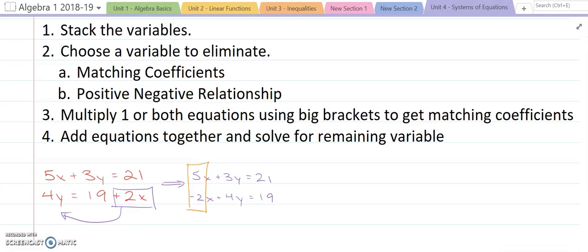Step 3 said, multiply one or both equations using the big brackets to gain matching coefficients. Since 2 doesn't go into 5, I'm going to have to multiply both of them. When I multiply the top one, I'm using a 2. When I multiply the bottom one, it's by a 5.